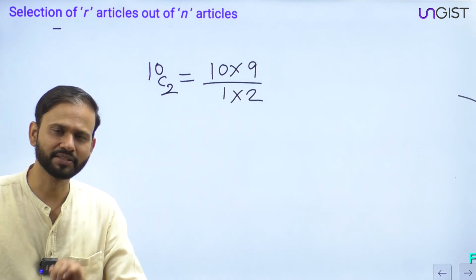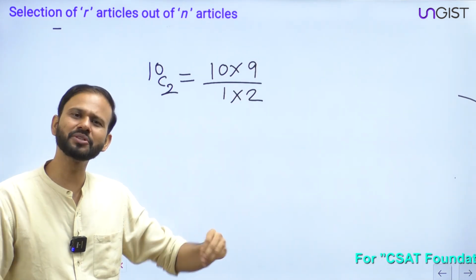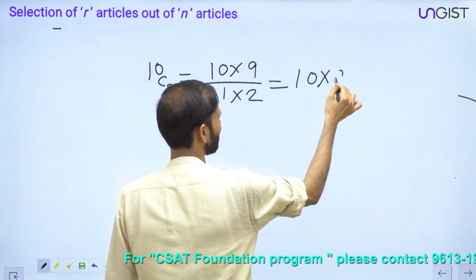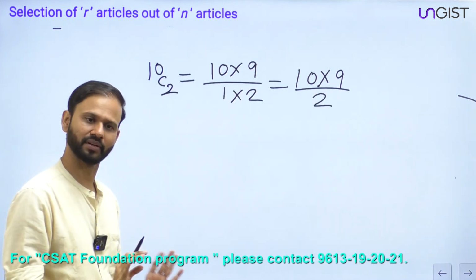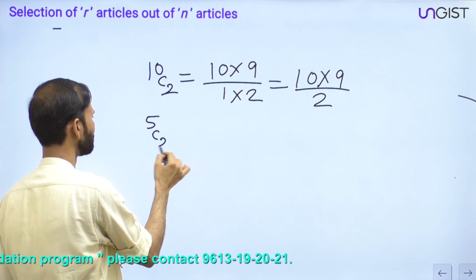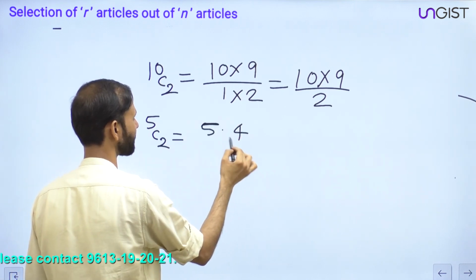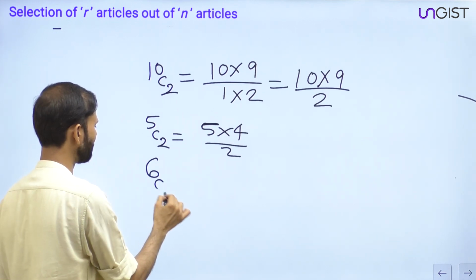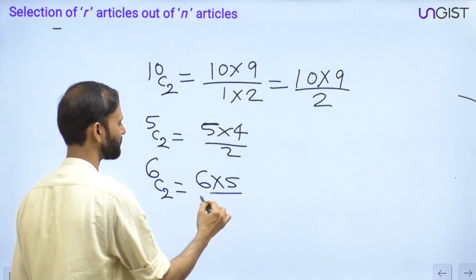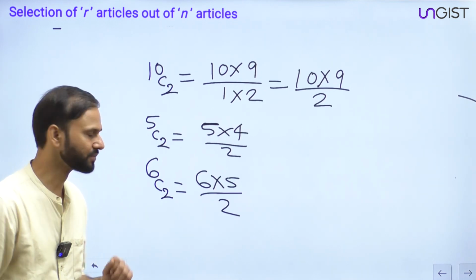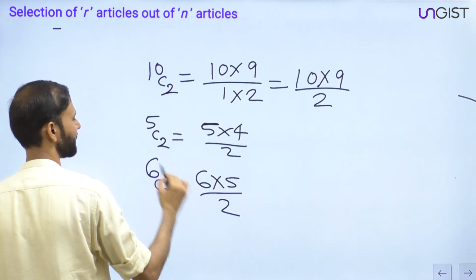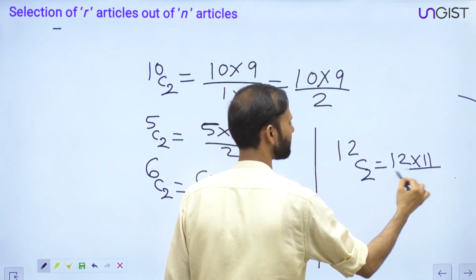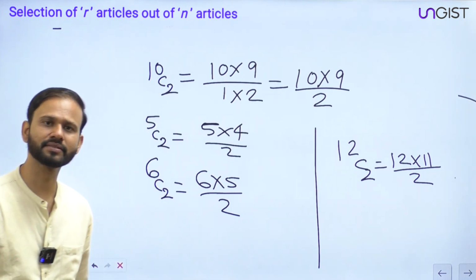So 1 into 2 is 2 only. NC2, 10C2 will be treated as 10 into 9 divided by 2. Yes or no? 5C2 will be what? 5 into 4 divided by 2. Clear? 6C2 will be what? 6 into 5 divided by 2. Now let's say 12C2. 12C2 will be 12 into 11 divided by 2.